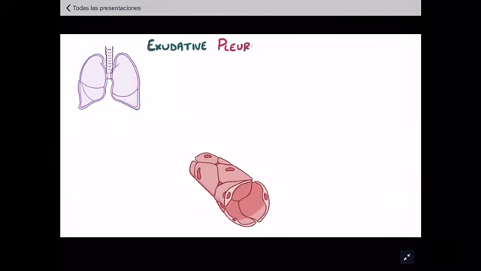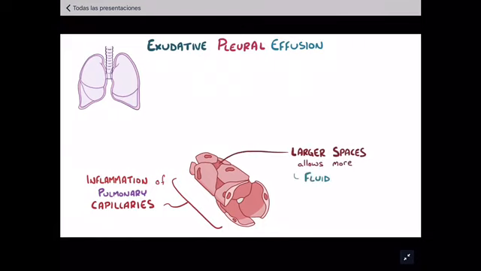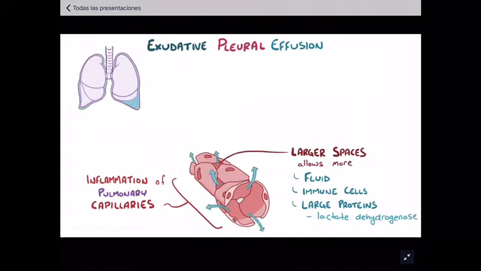An exudative pleural effusion is due to inflammation of the pulmonary capillaries, which makes them a lot more leaky. The larger spaces between endothelial cells allow fluid, immune cells, and large proteins like lactate dehydrogenase, or LDH, which is found in all cells, to leak out of the capillaries.